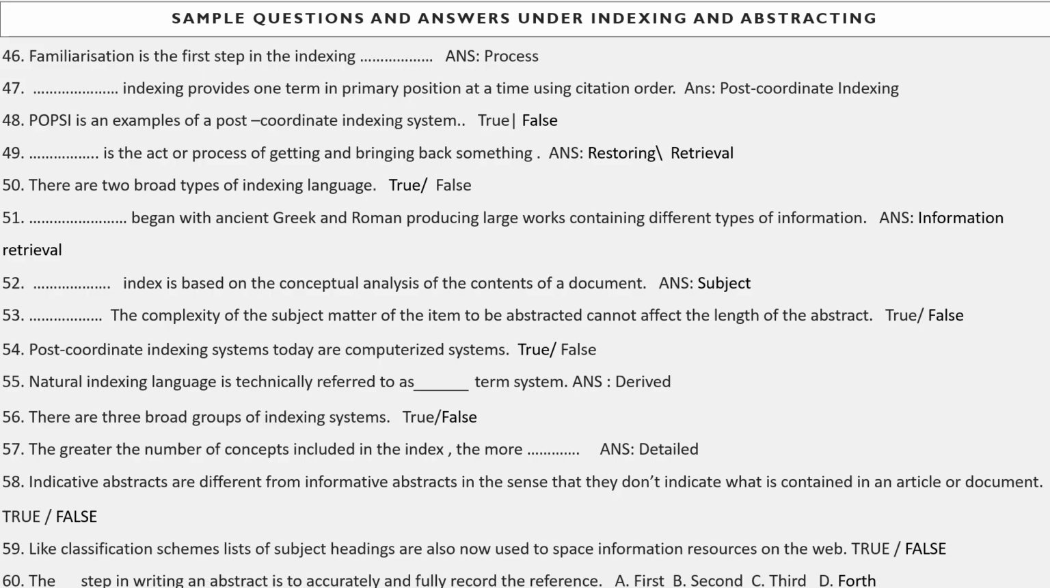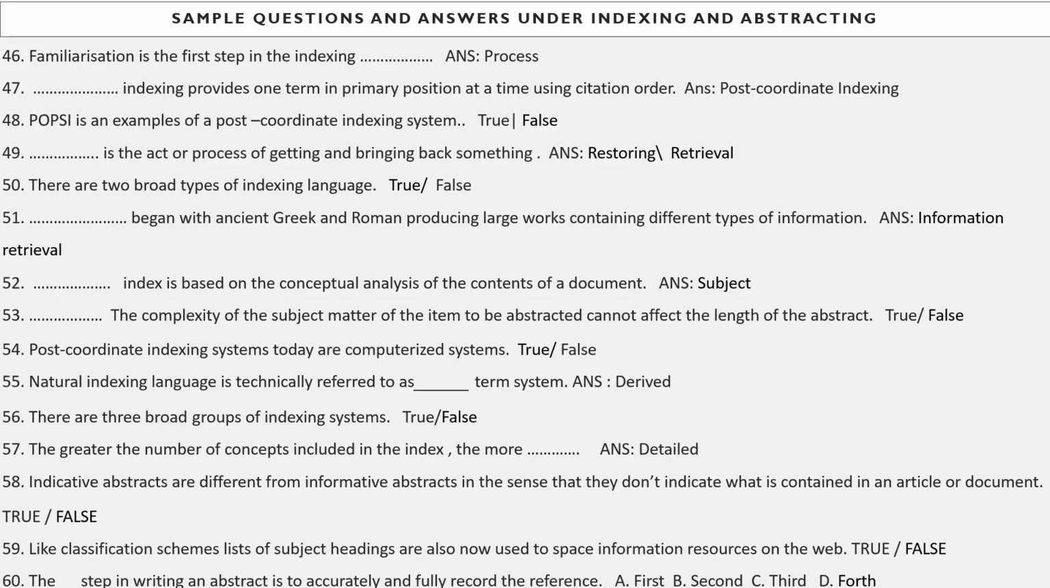Question number 47, the correct answer is post coordinating index. Question number 48, the answer is false, and this is why. Indexing is actually a pre-coordinating indexing system, not a post-coordinate one. That's why it is false for 48.